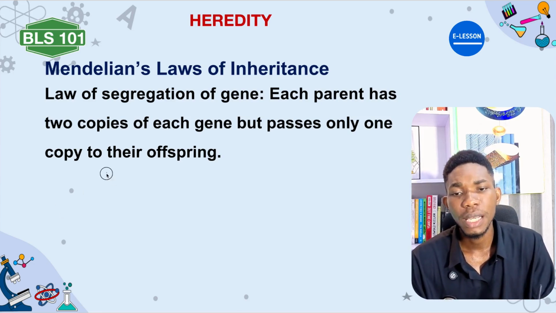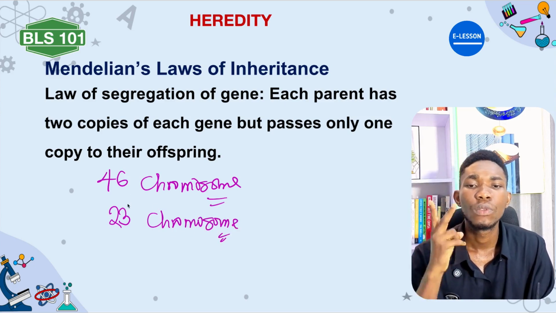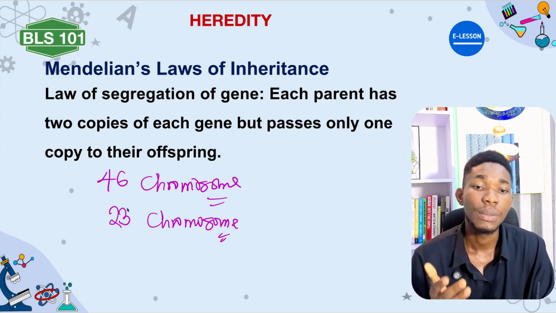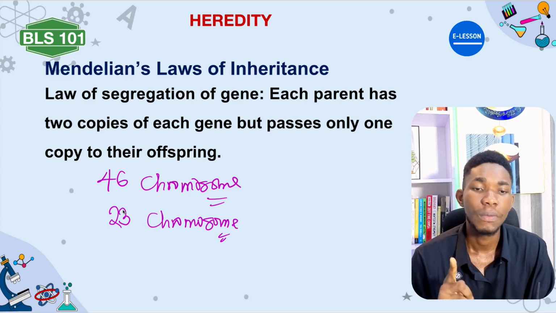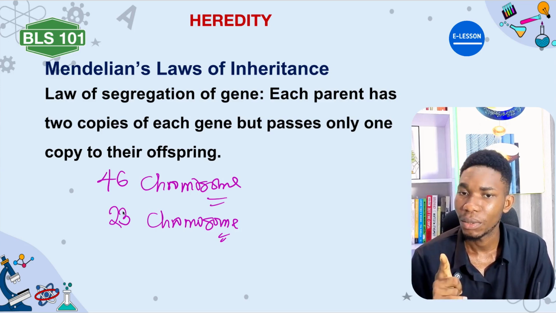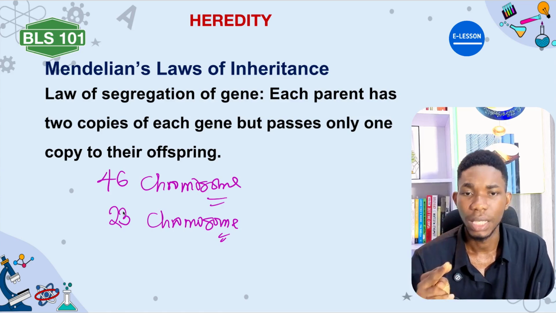You know, each parent has 46 chromosomes. We say they are diploid. Are you getting it? But at the end of the day, they will only pass how many? 23 chromosomes to the children. So you see, every parent has two copies of each gene, but we pass only one copy to their offspring. Is that understood? Each parent has how many? Two copies, but we pass only one to their offspring.